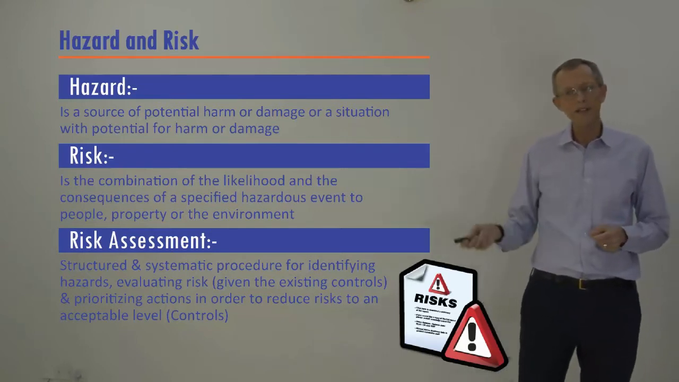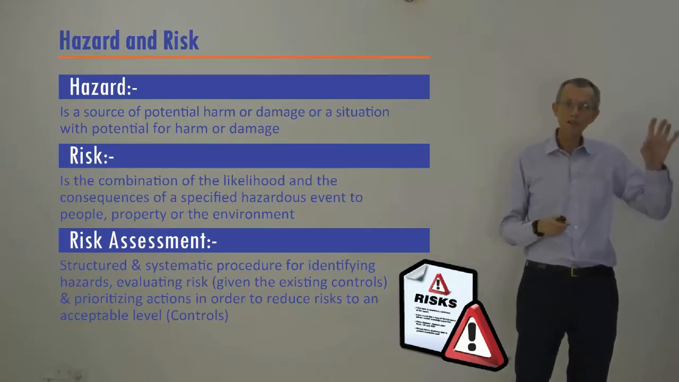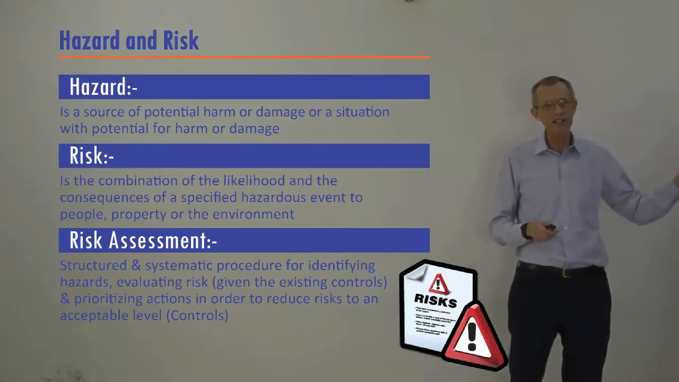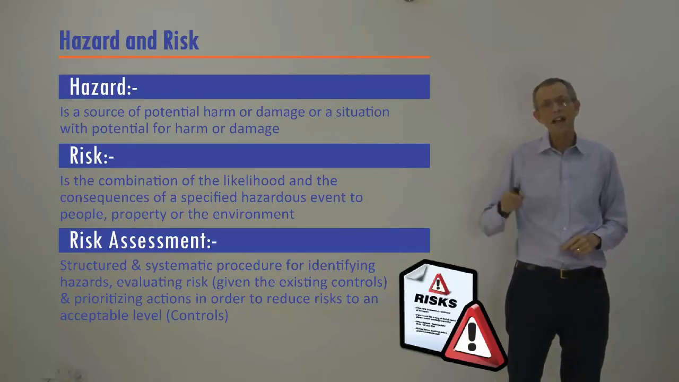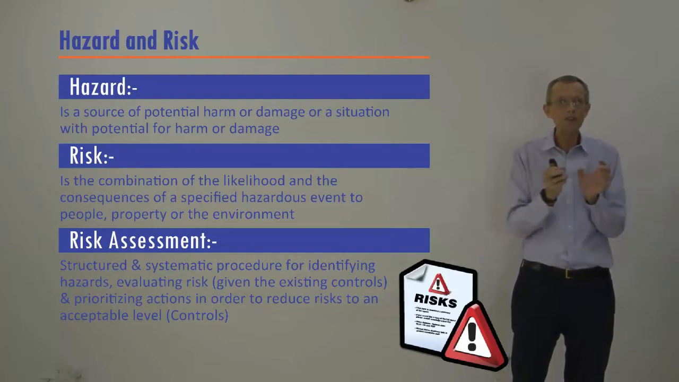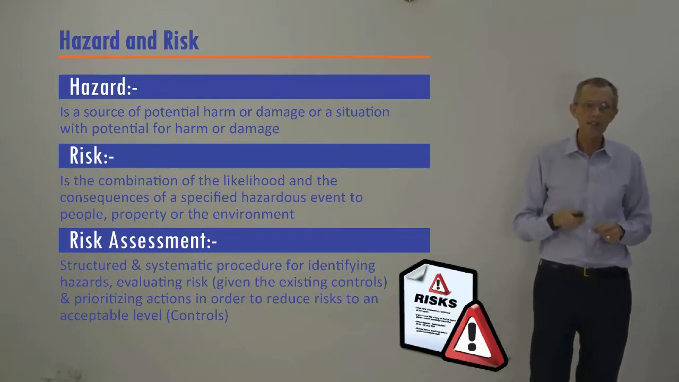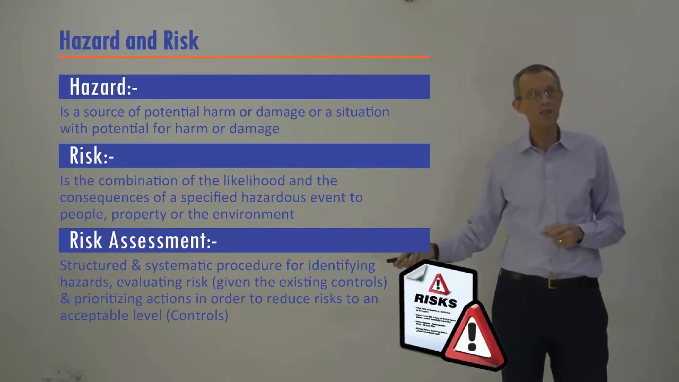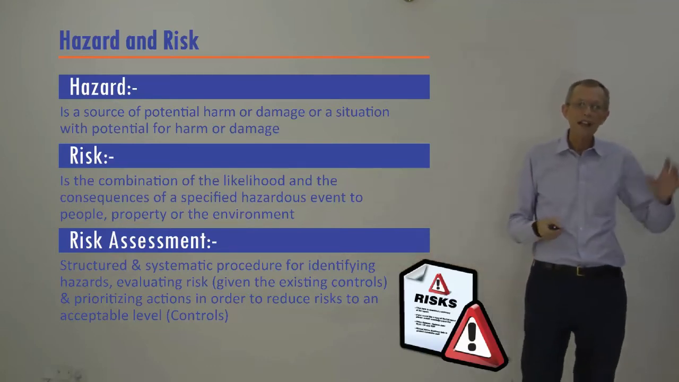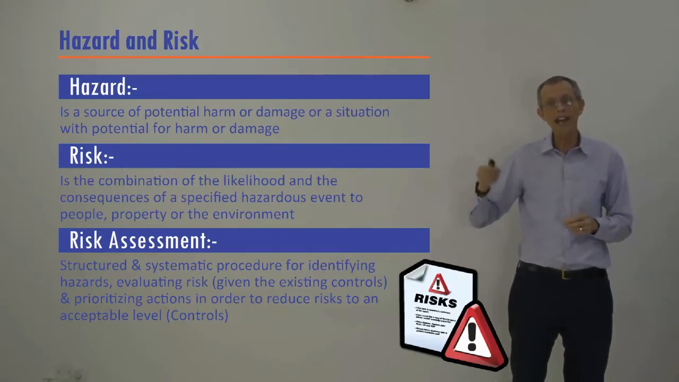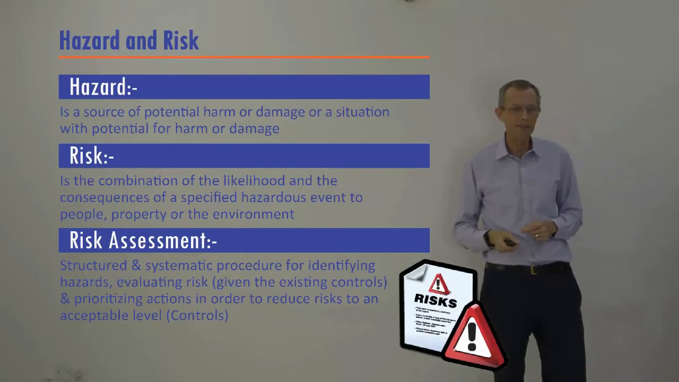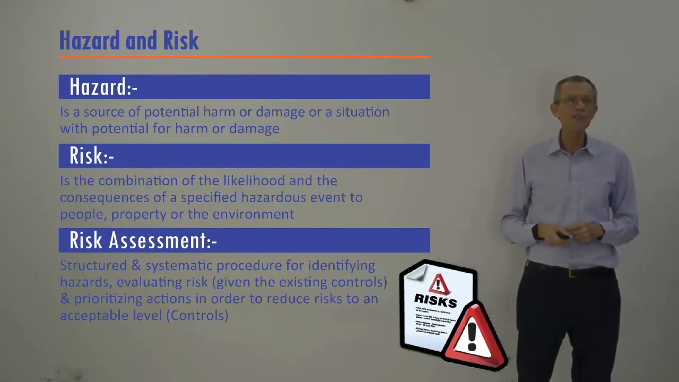A risk is something different. A risk has two parts. The first part is how likely is it that that particular hazard will cause an accident or incident. And the second is how bad would it be, what's the consequence if it does happen. And we join those two things together to make a risk. So hazard, anything with the potential to cause harm. Risk, likelihood, what's the chance of it happening, multiplied by the consequence, how bad would it be if it does happen. And then the third key word is risk assessment.